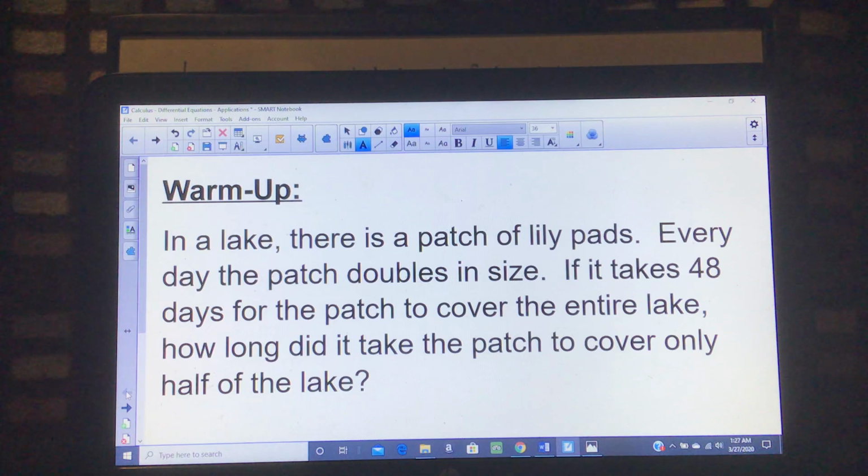Now, that seems kind of surprising to some people because they're like, it really took all that time. It took 47 days to get it to only half, and then suddenly it covers the entire lake. But remember, it does say that every day the patch doubles in size. So on day 47, if it covered half the lake, it would then double the next day and cover the entire lake. So this is the idea of doubling and exponential growth, which we'll look at through the lens of differential equations. So if you said 47 days, good for you.